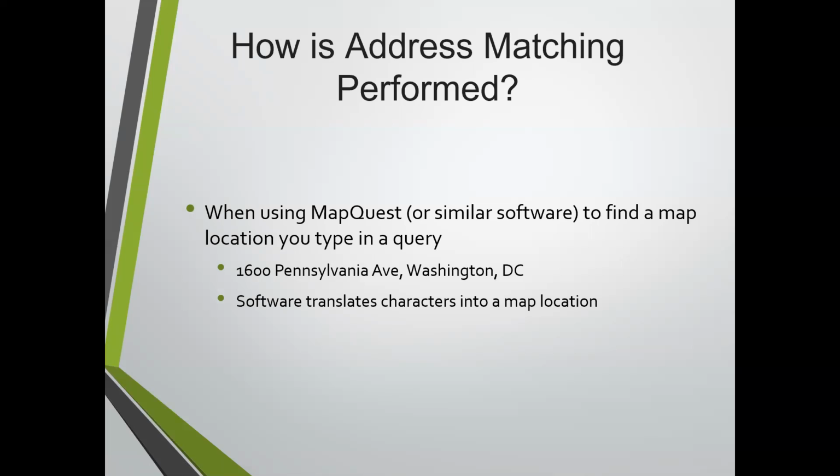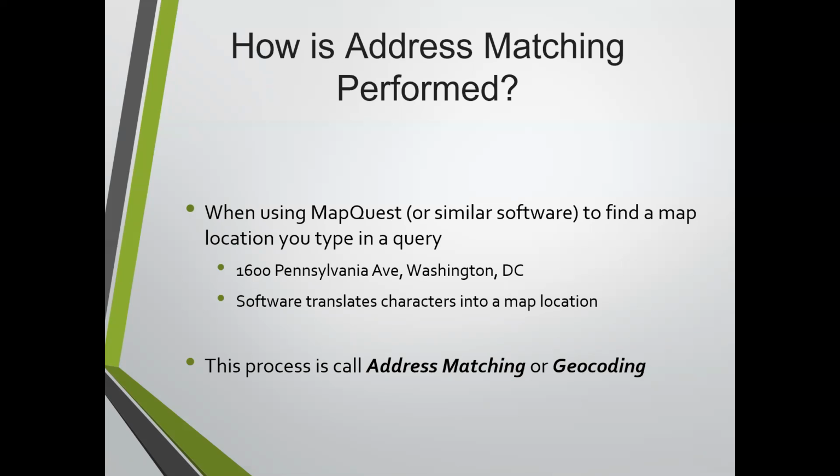What happens here is the software has to translate those characters into a map location. So it's a bit of a process. Once you type that in and translate those characters, it tries to match things up, and then it tries to match that location with your GPS location. This process, when you type something in and it finds that location on your map or your GIS, is what we call address matching, or it's also referred to as geocoding. Those terms are used synonymously.